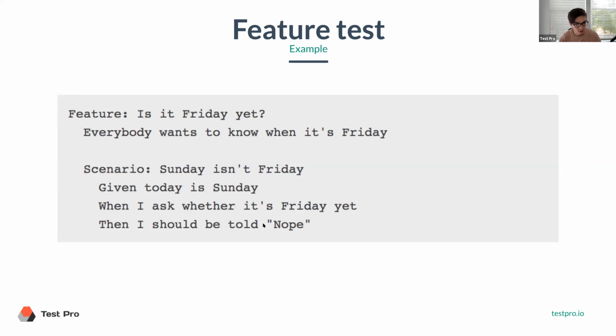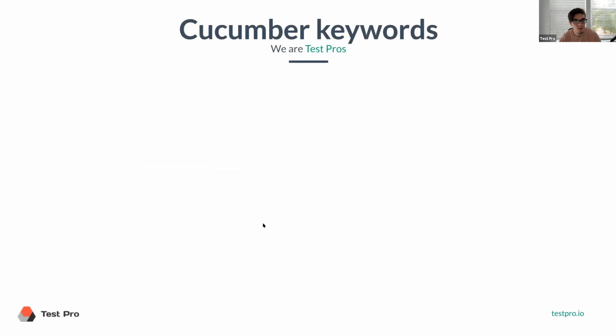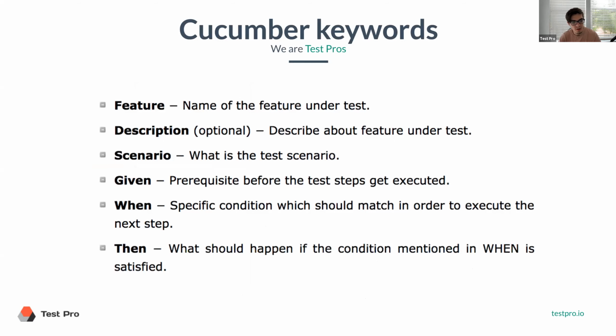Okay, so let's move on. So yeah, this is all the keywords that we're gonna use. Feature is gonna be for our test suite, which will include multiple scenarios or multiple test cases. Description is optional if you want to add additional description to the test suite. Scenario is gonna be our test cases, given is gonna be our preconditions, when is gonna be our actual test logic, and then is gonna be our expected result here.